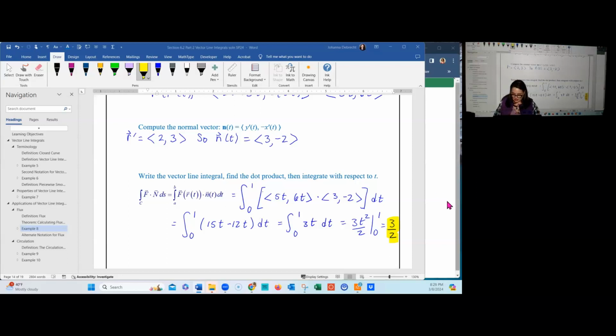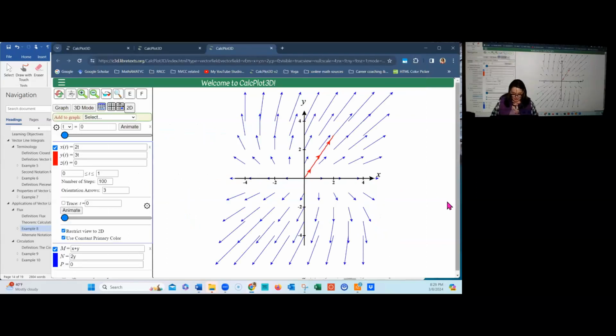We can look at this out here on CalcPlot 3D, and we can see that near this line segment, the vector field is actually flowing with the curve, not across the curve. For this reason, it's not surprising that our flux value is relatively low.